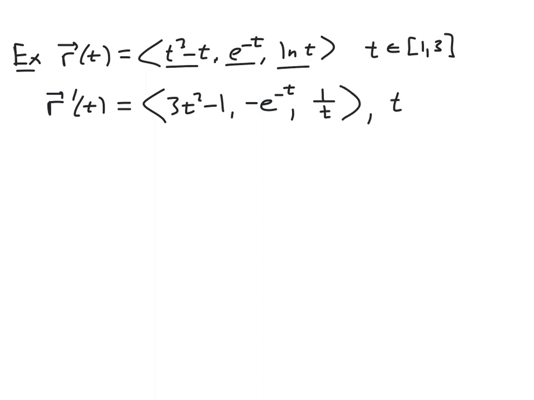And this vector is going to be defined also from 1 to 3 because the original vector is defined on that entire domain. Right? And so finding derivative vectors of vector function, the derivative vector function, is very, very easy. It's just applying Calc 1 derivatives in all three components.